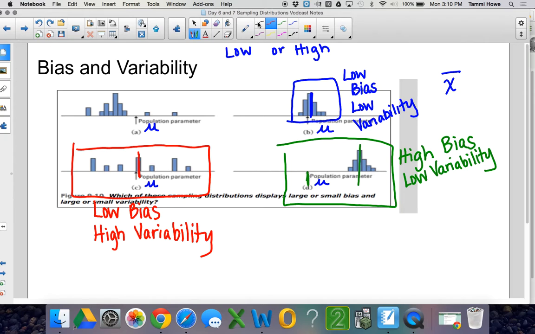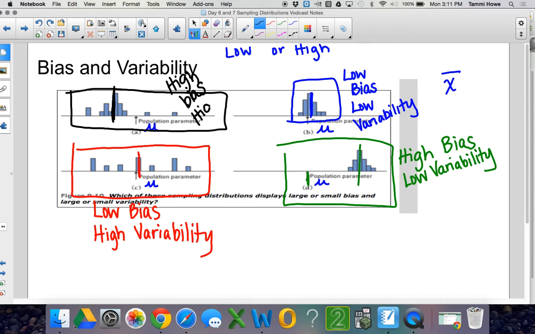All right, and then the last one. Well, where does the middle of this distribution look like? It looks like there's some potential outliers. Maybe this is slightly skewed. I think that the middle is going to be over here, which is not close to the population parameter. So we would call this high bias. And look how spread out they are. They're not as compact as the ones on the right-hand side. So this is high variability.